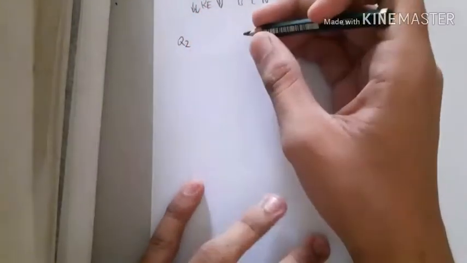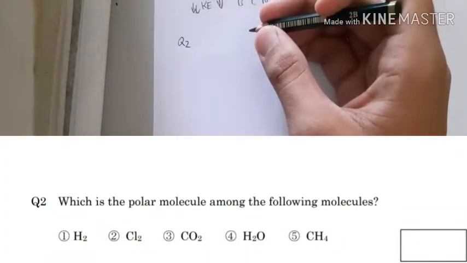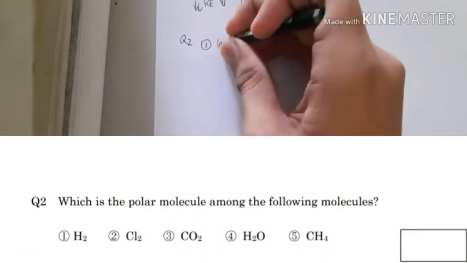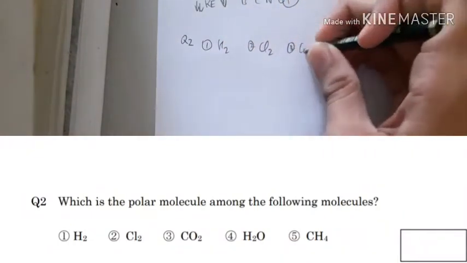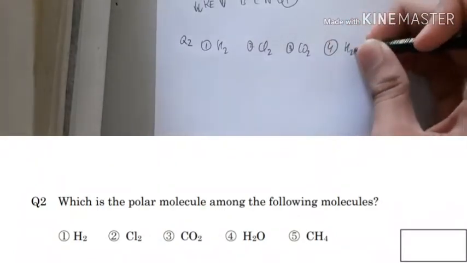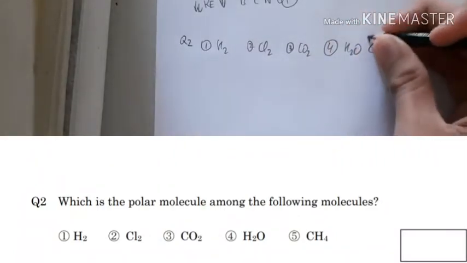Now we will discuss Q2. Q2 says, which is the polar molecule among the following molecules? Okay, we have hydrogen, chlorine, carbon dioxide, water, and methane.